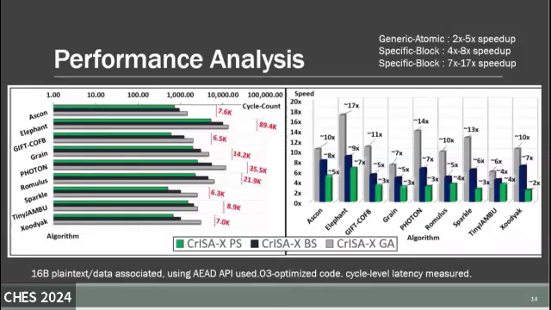Using the generic instructions achieves between 2x to 5x speedup, where the specific block gives us between 4x to 8x speedup, while the specific procedure instruction brings between 7x to 70x speedup. For algorithms that are more hardware oriented, like Elephant, Xoodyak, or Sparkle, creating significant parallelism is more doable, and we can recognize the largest speedup factor, as can be seen from the bar chart.